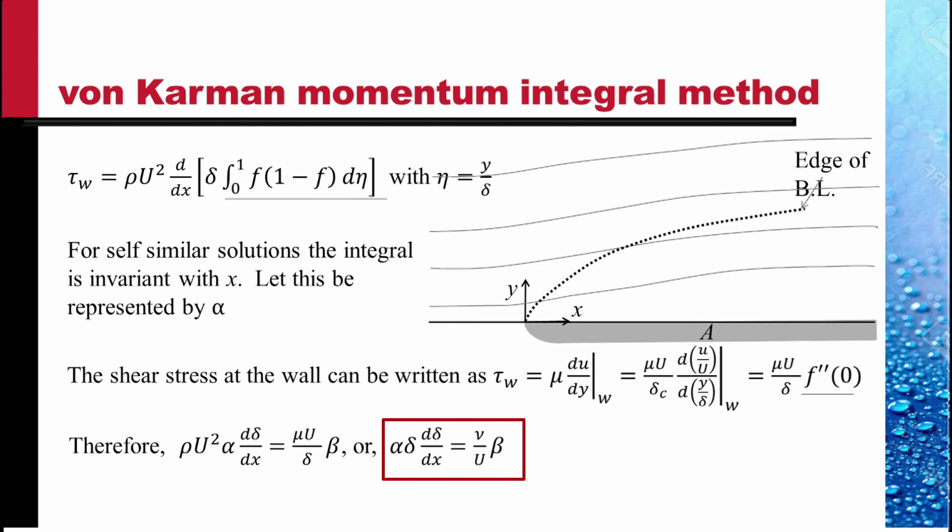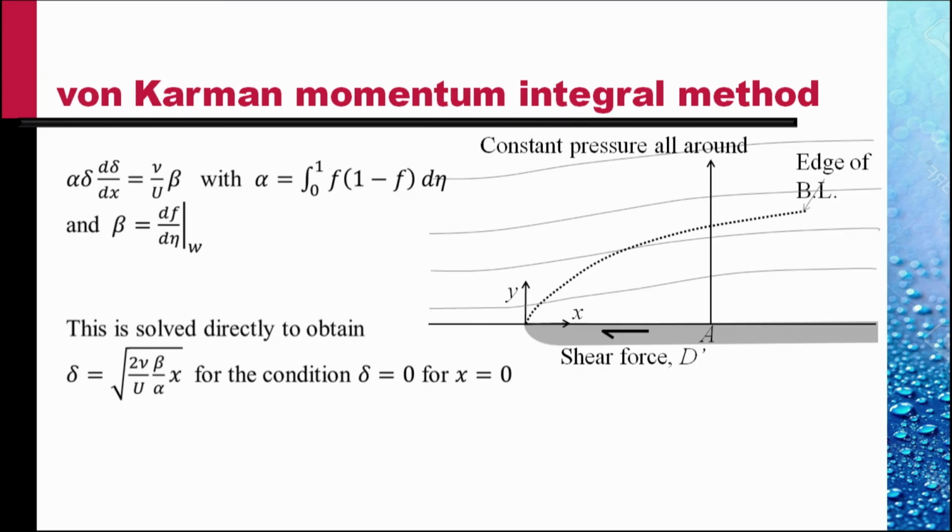Now, alpha and beta are known once we know the shape of the velocity profile, and that's independent of x. So this equation can be easily integrated to give delta is equal to under root twice nu by U beta by alpha x, for the condition delta is equal to 0 for x is equal to 0. The boundary layer thickness at the start of the plate is obviously 0. This is the essence of the common momentum integral method.